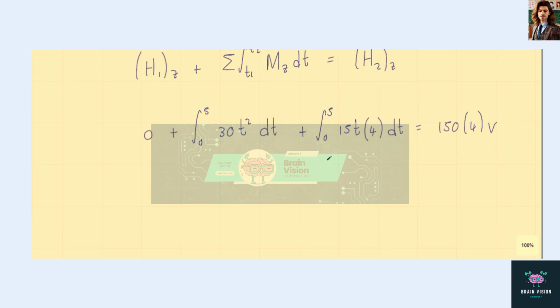So if we perform these integrals, since these are definite integrals, we are left with one unknown. And that unknown is v, which we can then solve for. So the final speed of the car, v, is 3.33 meters per second.